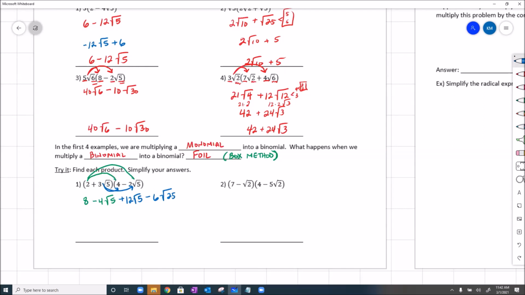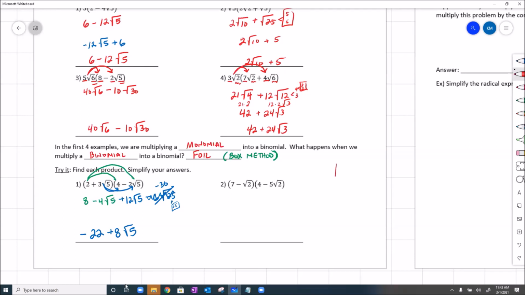At this step, I want to make sure that I'm simplifying things. Radical 5s don't simplify. Radical 25 goes into 5, so this becomes 6 times 5, or negative 30. Now as I'm looking at my like terms, I'm going to put those together. 8 and negative 30 gives me negative 22. Negative 4 radical 5 plus 12 radical 5 gives me positive 8 radical 5.